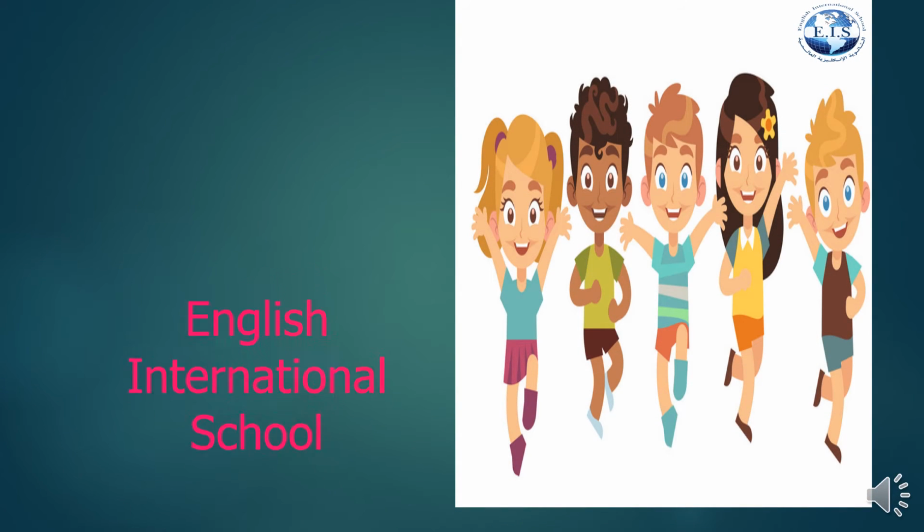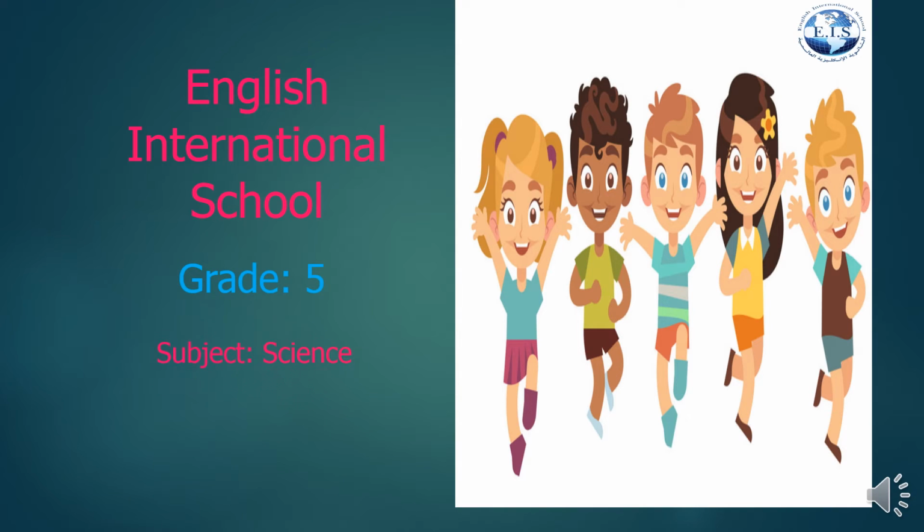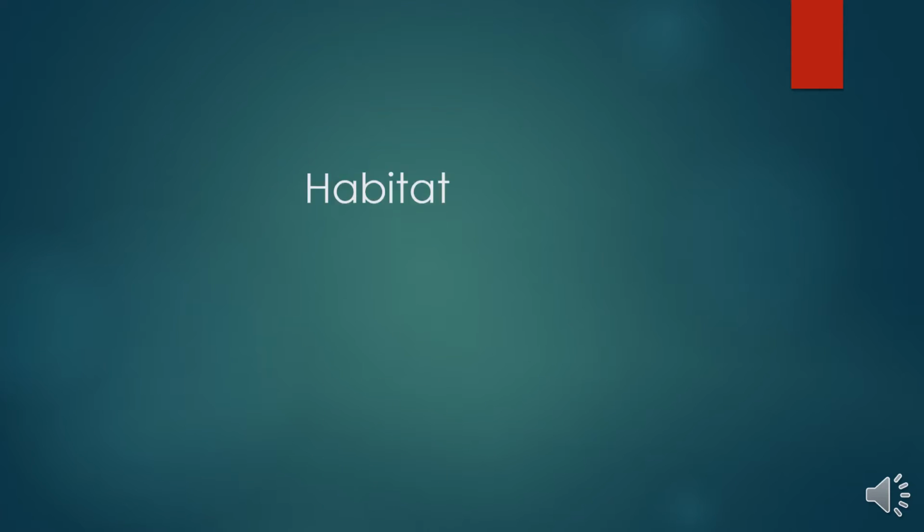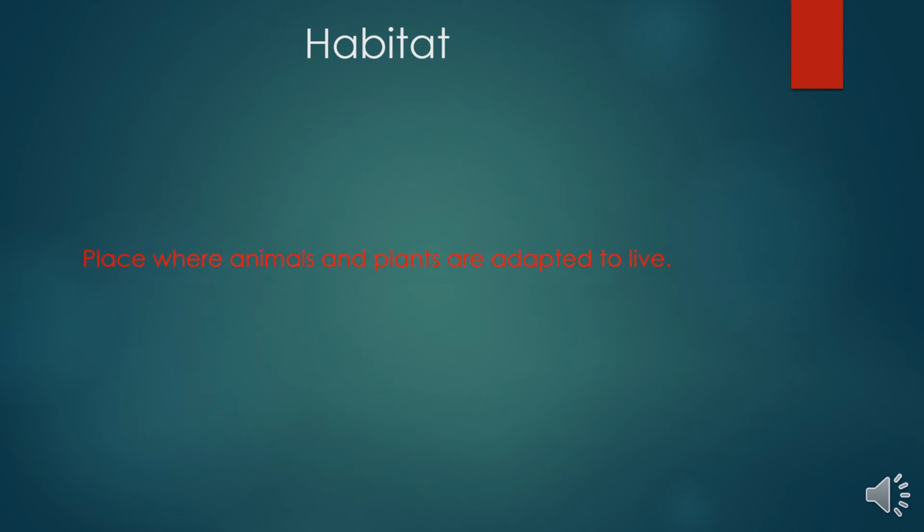Dear grade 5 students, we are going to learn a new science lesson, adaptation of plants to their habitat. What's a habitat? A habitat is a place where animals and plants are adapted to live. Animals and plants have special characteristics that allow them to live in a given habitat.